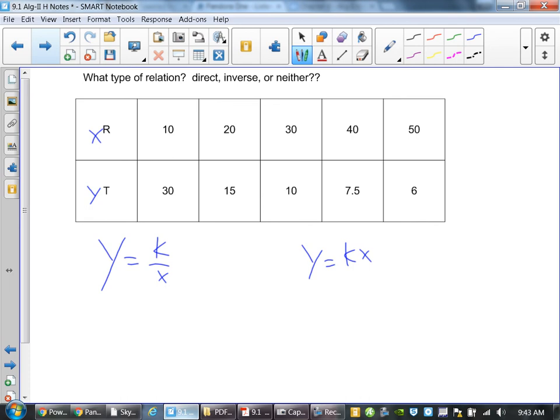Right? So as you start to check through these things, let's see, I get 300, 300, 300, 300, and 300.